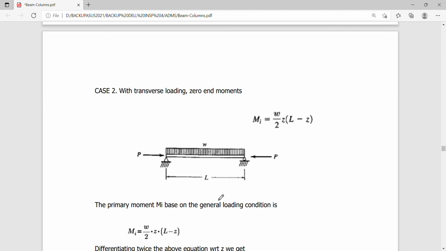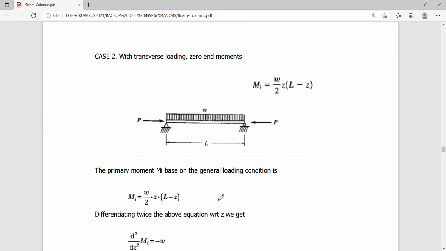So for case 2 with transverse loading and zero end moments, the figure will look like this. So there are no longer end moments, but what will trigger the bending or the buckling effect will be the transverse loading as the primary loading, okay, or initial loading in this form. Okay, so this is your primary moment.